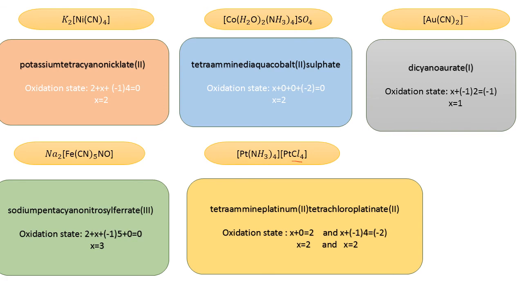And then for this, X plus, where X is platinum, minus 1 into 4, minus 1 because chloro has minus 1 charge, multiplied by 4 because there are 4 chloro, is equal to minus 2, because that complex has minus 2 charge, and X is equal to 2.